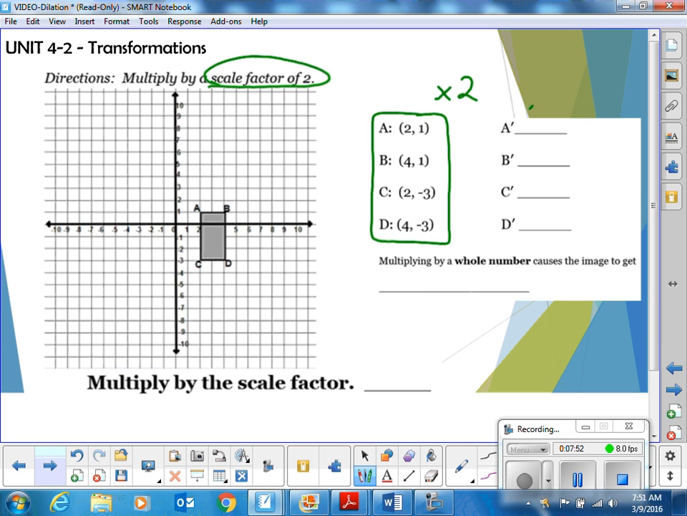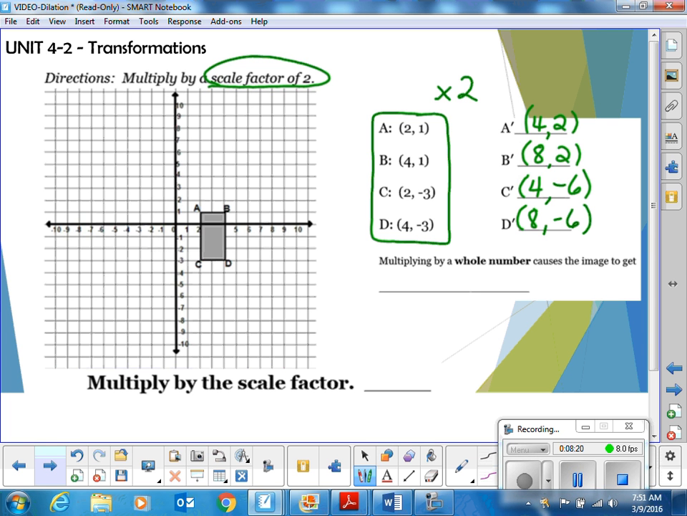2 times 2 is 4. 1 times 2 is 2. 4 times 2 is 8. 1 times 2 is 2. 2 times 2 is 4. -3 times 2 is -6. 4 times 2 is 8. -3 times 2 is -6. And all we have to do is graph it.